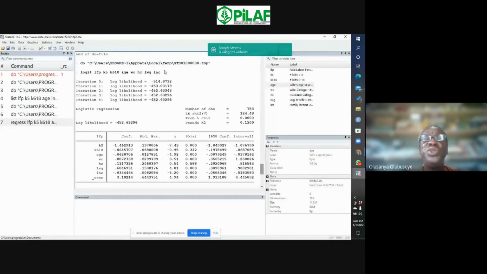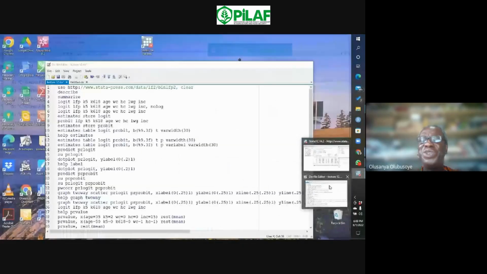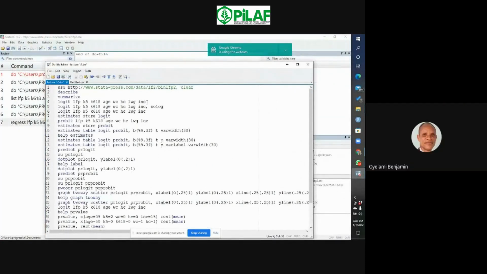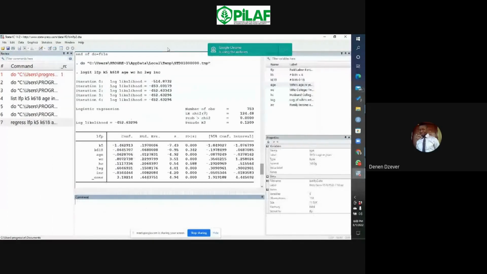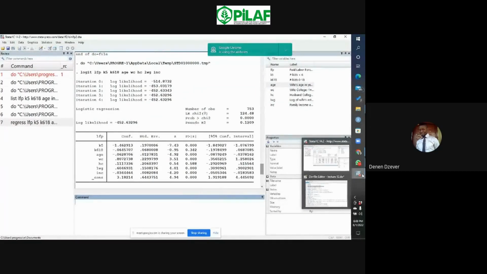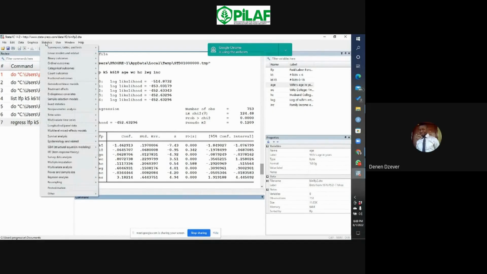Which command did you use? He used logistic in full. If he had used logit, the iterations would come out. Yes, if you use logit, all the iterations will come out. He copied the command from the logistic window, so when you copy it, the command is written in full as logistic, followed by the whole dependent and independent variables.